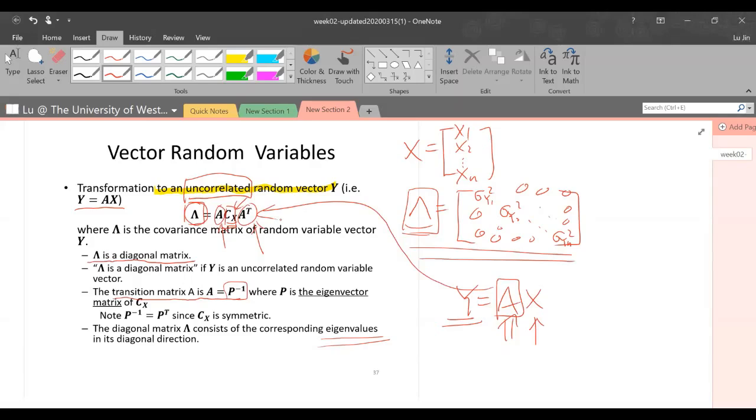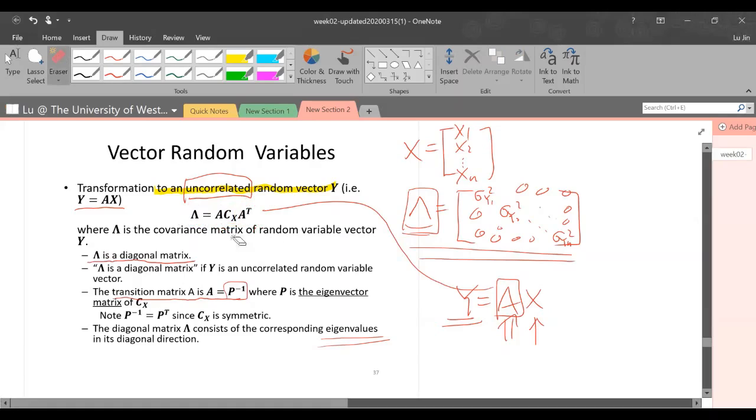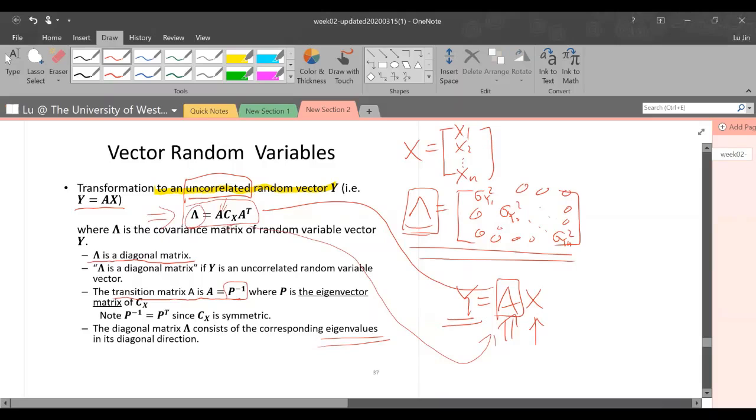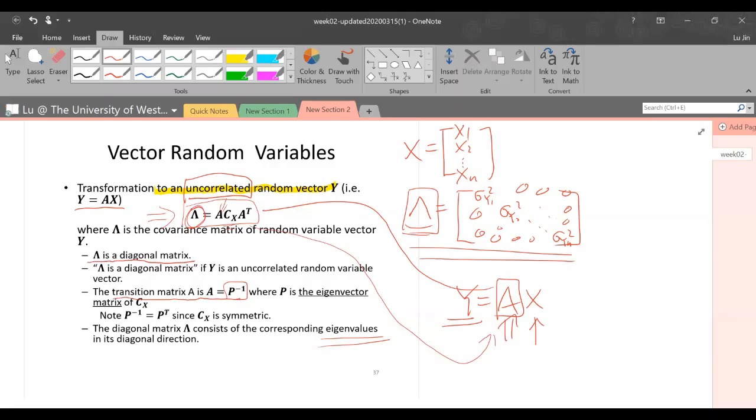And in this case, we want to use this relationship to help us determine the A. Let me just highlight this one. We are going to use this equation to solve the transformation matrix A so that A can be used back here to produce Y. But how to determine the A here? As I mentioned, the process given by this formula is actually calculating or deriving the diagonal matrix from the CX. We have known this is already the diagonal matrix, and all the elements along the diagonal direction are the eigenvalues of CX.